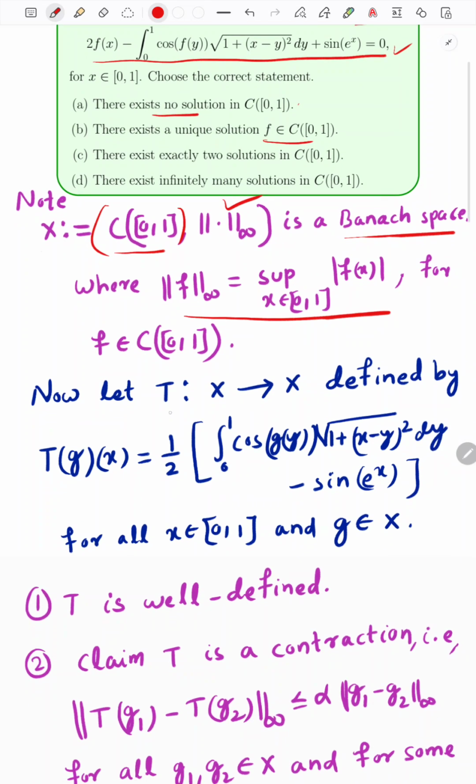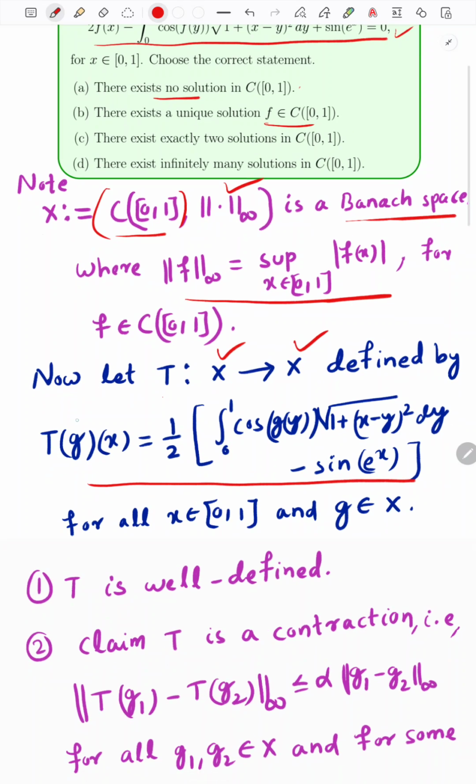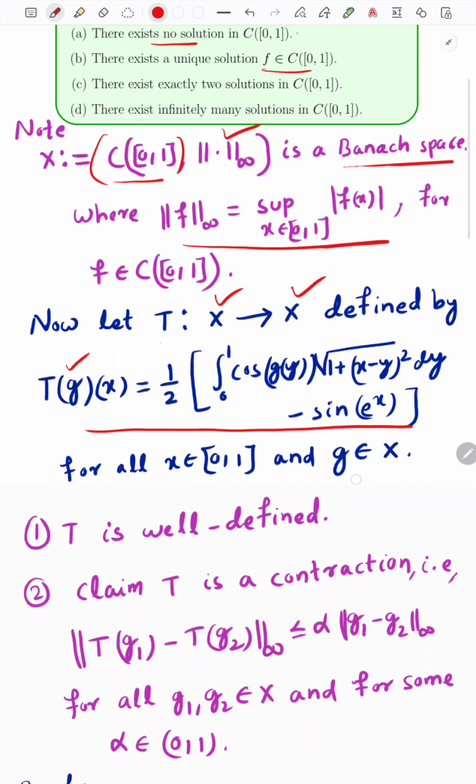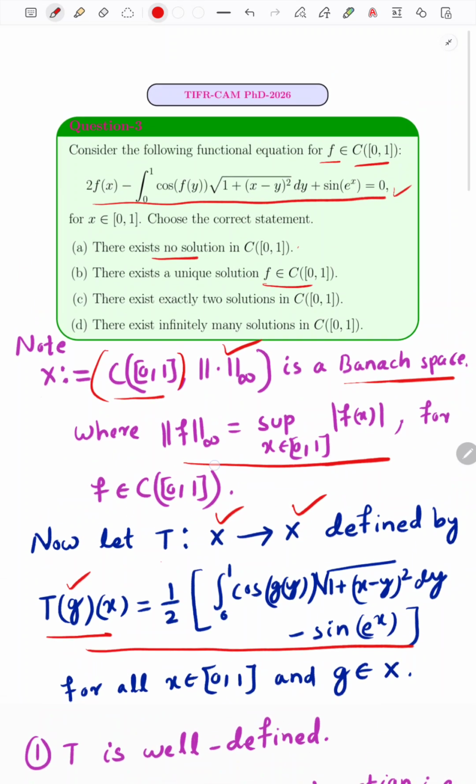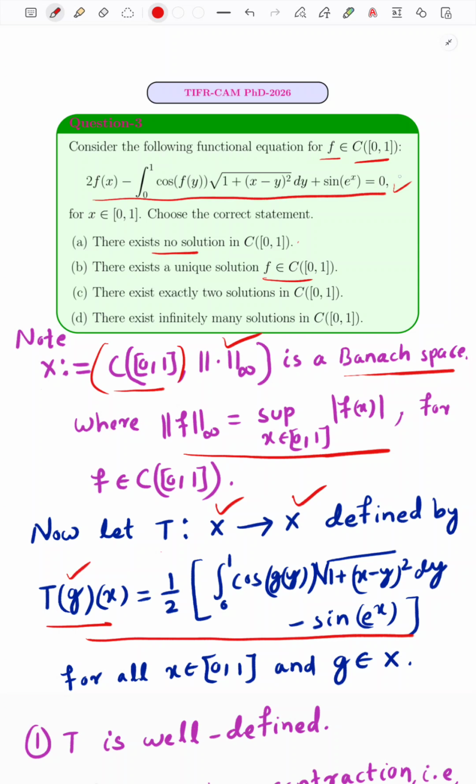Then I will create an operator from this X space to X space, and this operator is defined in this way. One can think, how did you get this operator? It takes this function g to this expression: half times the integral from 0 to 1 of cos of the square root of (1 plus (x minus y) squared) times g(y) dy, minus sin e to the power x. So at this point one can ask how to think of this operator, because I am saying that I will apply the Banach fixed point theorem. So I will convert this equation into the fixed point setting.